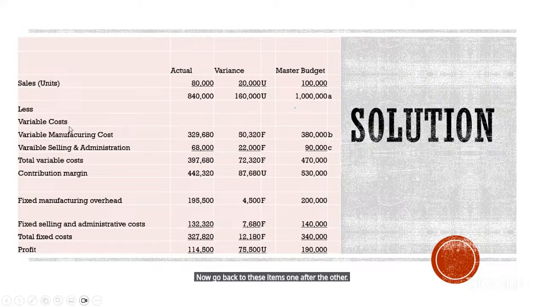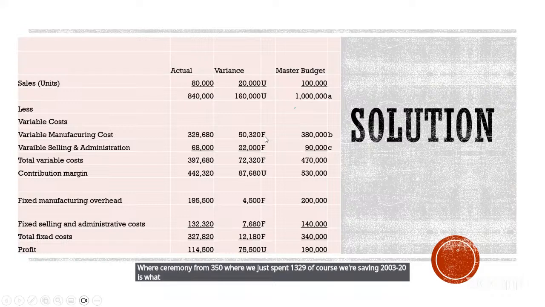Look at variable manufacturing cost. We said we'll spend 380,000 but spent 329,680. What do we do? Subtract 329,680 from 380,000, and we got 50,320. Of course, this is favorable because we are saving money. We spent not 380,000 but 329,680. This is favorable, F stands for favorable.